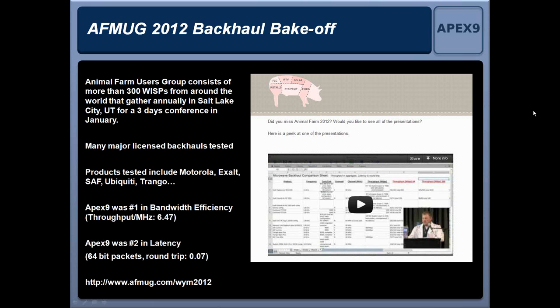The backhaul bake-off is a public assessment that's conducted at a neutral site, which is the Animal Farm Users Group, and validated by neutral parties. It's run by the Beehive Telephone Company, which is a rural telephone company and a rural wireless internet service provider in Utah and northeastern Nevada. Between Beehive and a bunch of other volunteer wireless internet service providers, they came together. They get a bunch of equipment from manufacturers like ourselves, Motorola or Exalt and Ubiquiti, and they run this test.